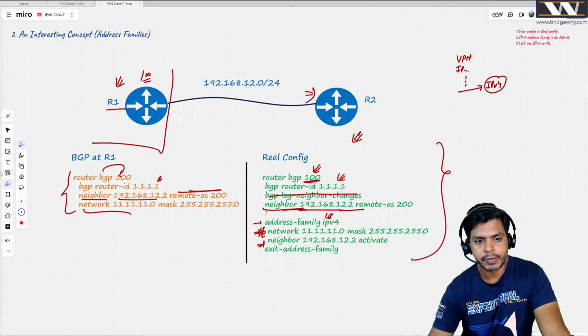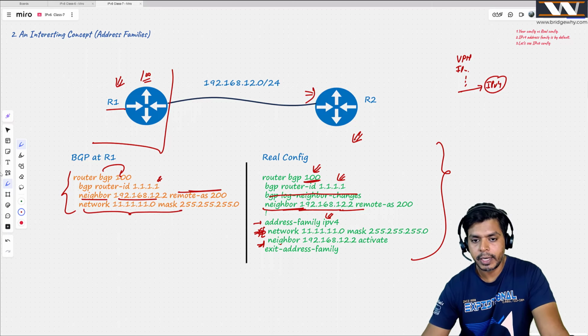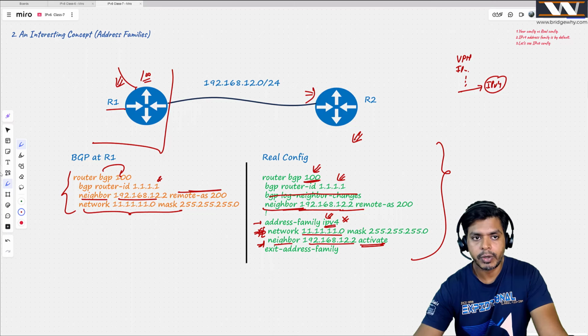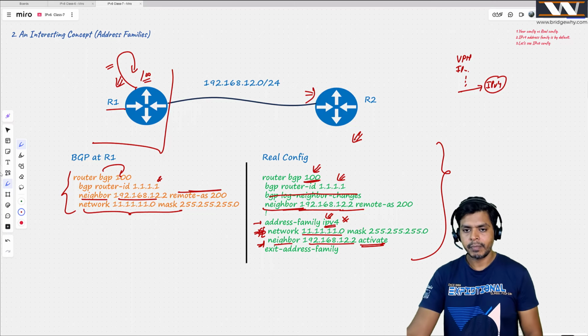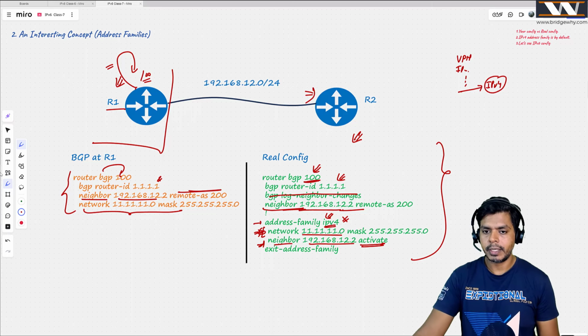And if you have given this network command, this will also be here. So here you can see neighbor 192.168.12.2 activate. The meaning is this neighbor is activated in IPv4 address family, and I'm advertising 11.11.11.0 subnet in my IPv4 address family. Maybe this 11.11.11 is any loopback here, which I have configured. Really interesting, right? But why default?